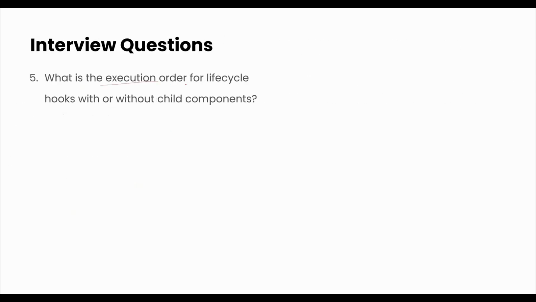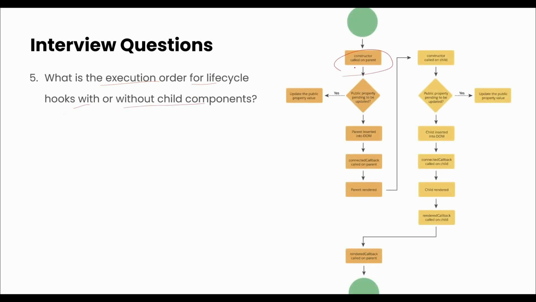Next we have, what is the execution order for lifecycle hooks with or without child components? So as we discussed, first the parent component's constructor will get called, and as of now public properties are pending to update. They are getting updated in parallel, but in the meantime the parent component will be inserted into the DOM. Then right after that, the connectedCallback method will get called on the parent component. Now the parent component will start rendering, and if you are calling another component in this component, then before calling the renderedCallback method of the parent component, child component execution will start and follow the same steps. And once child rendering completes, then renderedCallback will be called for the child component, then for the parent. Okay, so this is the flow diagram for lifecycle hooks.